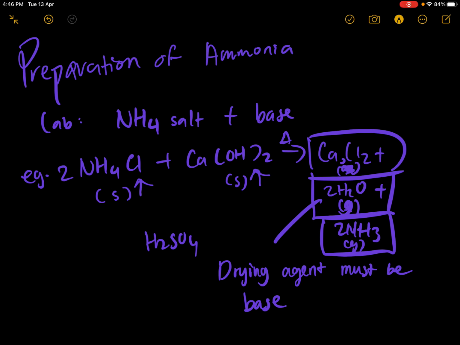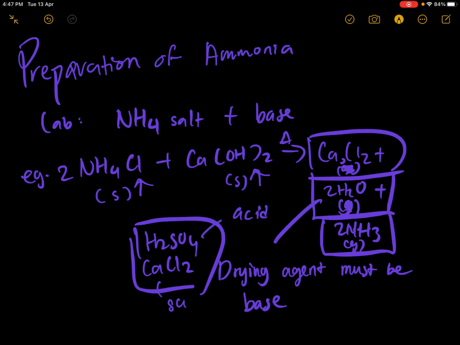If you were to select H2SO4, concentrated sulfuric acid, or CaCl2, and hydrated CaCl2. Why can't we use those? Because these two react with ammonia. What this means is remember that ammonium salts react with bases to produce salt and water, while ammonia reacts with acid to produce salt. This is an acid and this is a salt. So it will react again.